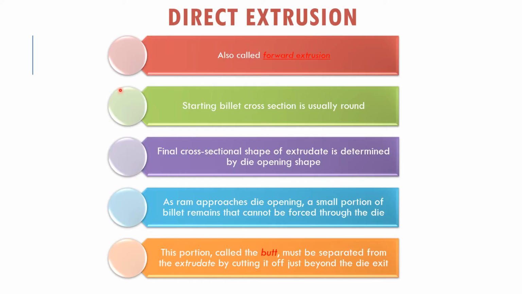Direct extrusion is also called forward extrusion, and the starting work material is a round billet, and the cross-sectional shape will be determined by the die opening shape. A ram will approach the die opening, and a small portion of the billet that we cannot force into the die is called the butt. This butt will be separated from the work part that we produce.